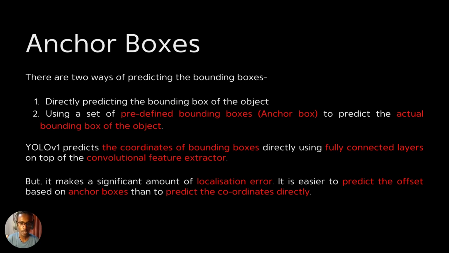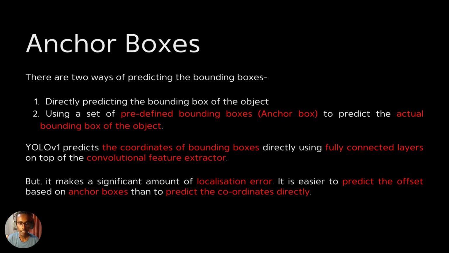So what if we use a predefined set of anchor boxes and adjust them so that they can better adapt and they can fit the predicted bounding box? YOLO v1 predicts the coordinates of the bounding boxes directly from the fully connected layers on top of the convolutional feature extractor. But it makes a significant amount of localization error, and it's easier to predict the offset based on anchor boxes than to predict the coordinates directly.